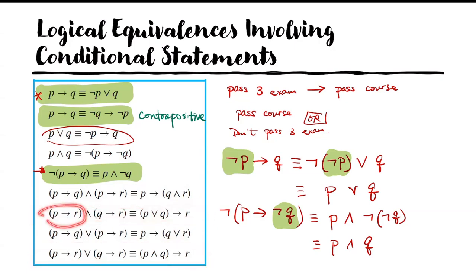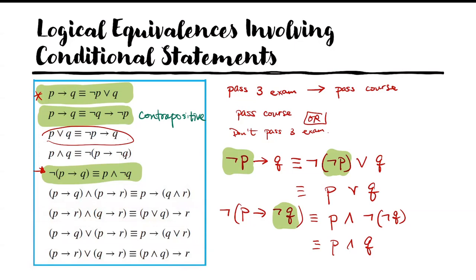So here we have P implies Q. Wait, sorry. You have P implies R and Q implies R. This means P alone is able to imply R. So you have the AND relation here: P implies R and Q also implies R.